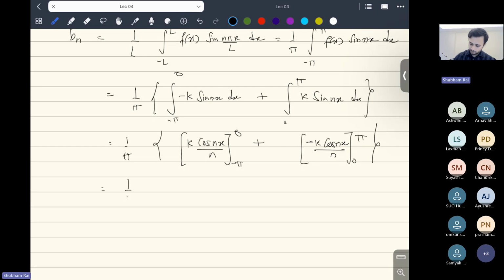Okay, so you will get 1 over pi. Quickly, we will get k by n outside, right? And cosine of 0 minus cosine of minus n pi, right?